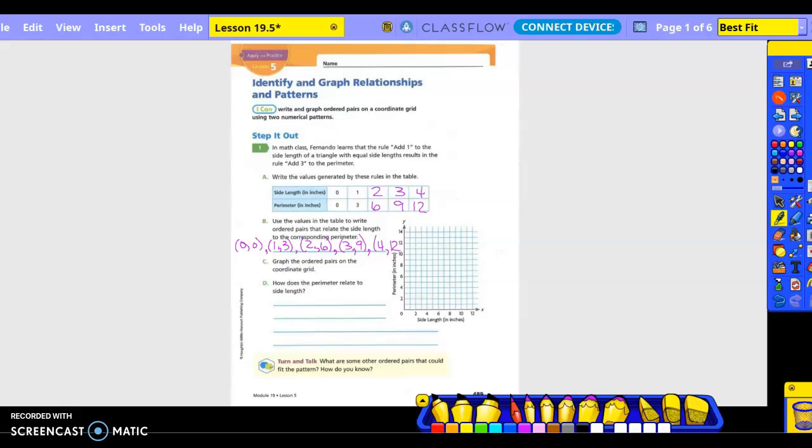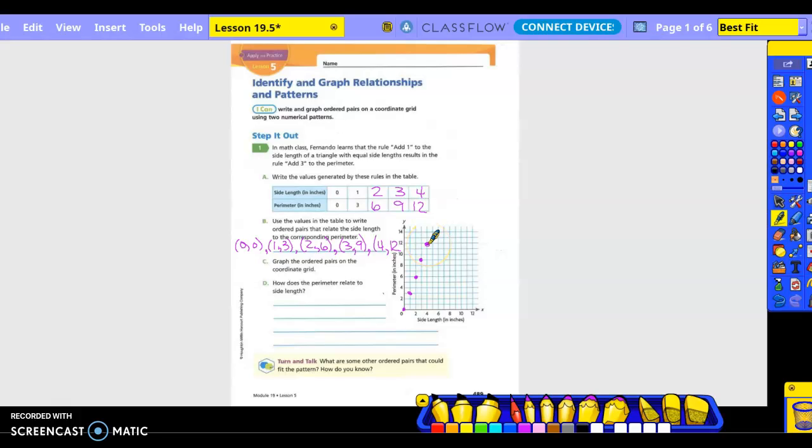So we put a dot at 0, 0 at the origin. Okay. We go over 1 and up 3. We go over 2 and up 6. We go over 3 and up 9. We go over 4 and up 12.